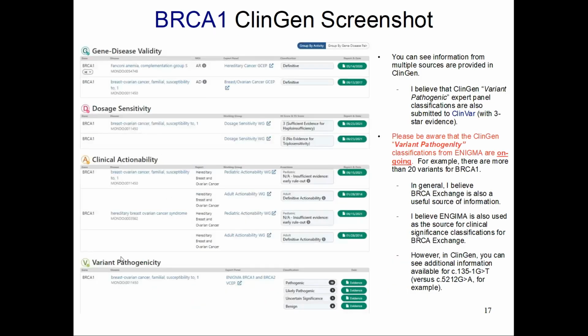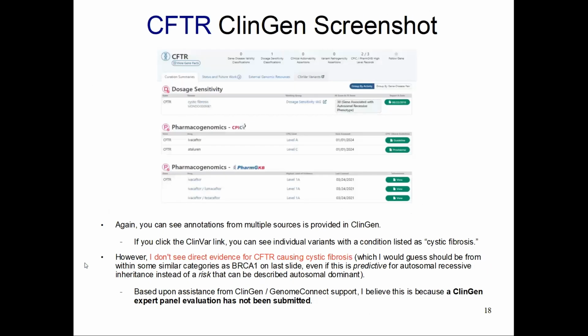this is the variant pathogenicity for BRCA1. You don't have a section like that for CFTR for cystic fibrosis. That's not because of a lack of confident gene annotations. I think it just means that there has not been a ClinGen expert panel submission.